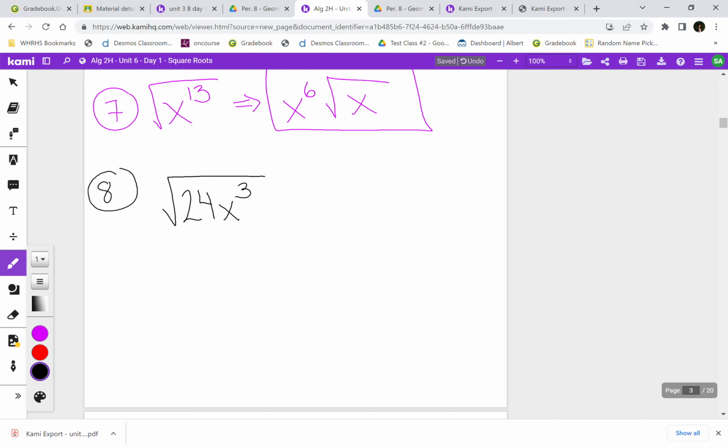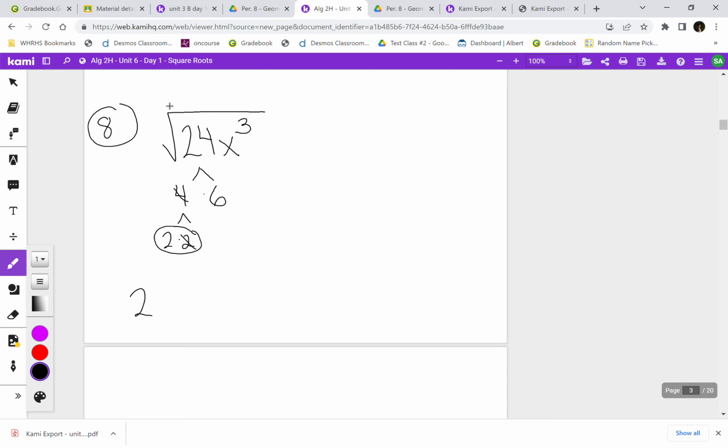All right, so we have 24x to the 3rd. Let's start off with our number first. 24 is going to be 4 and 6. 4 becomes 2 and 2. Is it worth breaking down the 6? No, it's not worth breaking down the 6 because there won't be any pairs. So I'm going to put a 2 on the outside. I have a 6 on the inside.